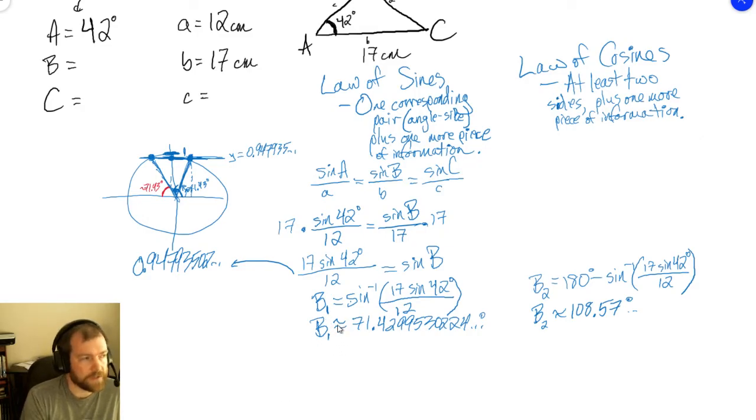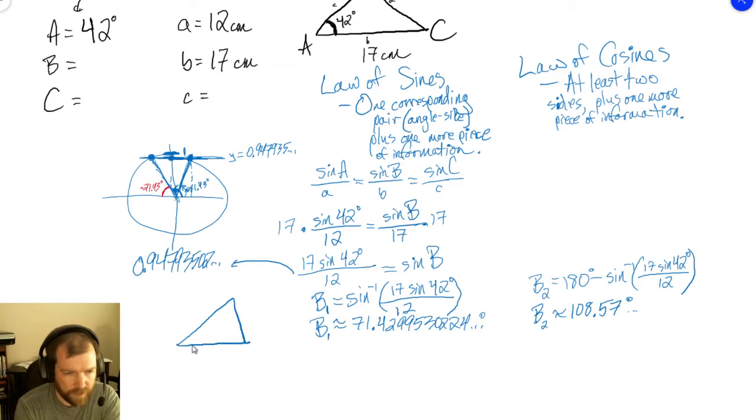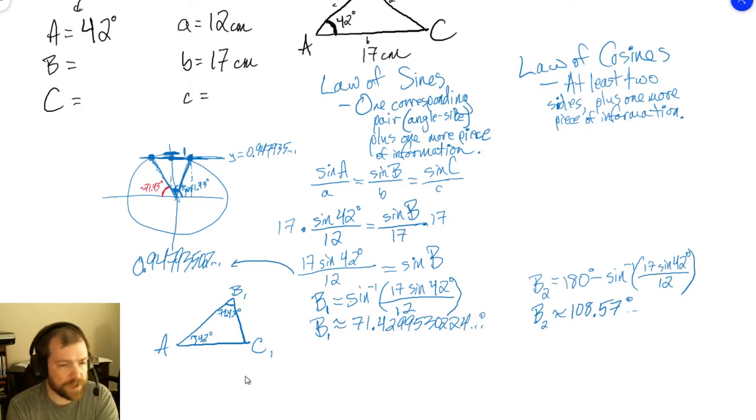So now we have two different cases. We have one triangle that looks like this. We have a 42-degree angle here. We have a 71.43-degree angle here for B1. That's A. So now we need to find the value of the angle for C1.